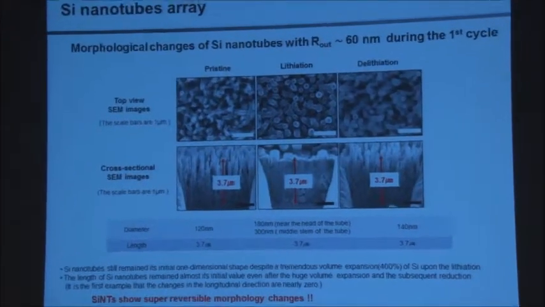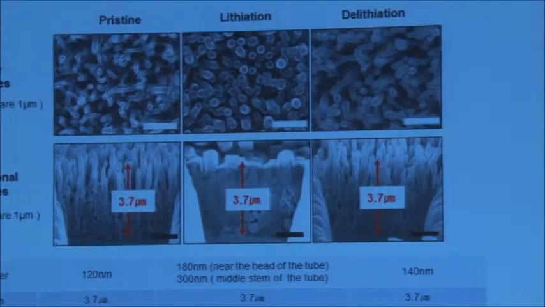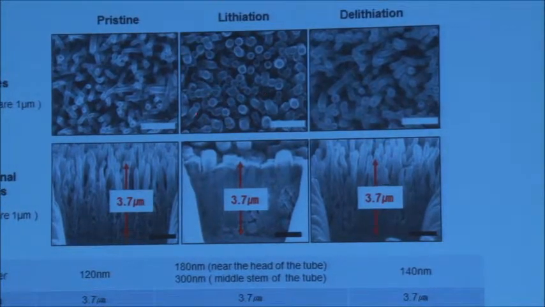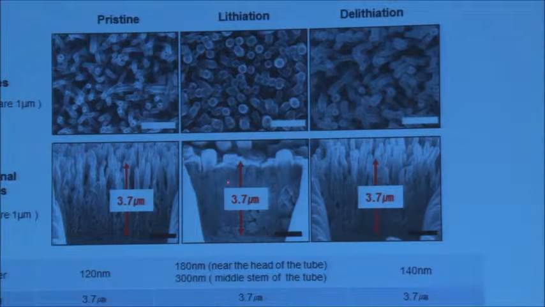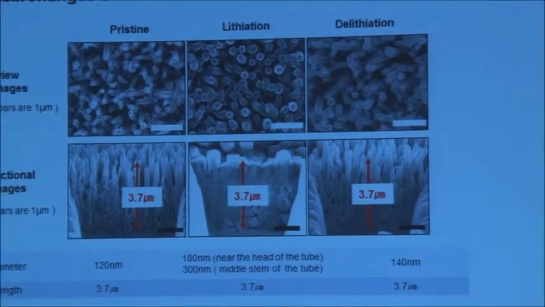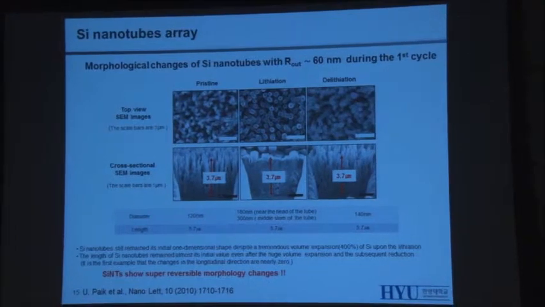As we lithiated this silicon material, you can see only the radial expansion, but not the axial expansion. After the delithiation, it can come back to the original shape. So it shows very reversible morphological changes.